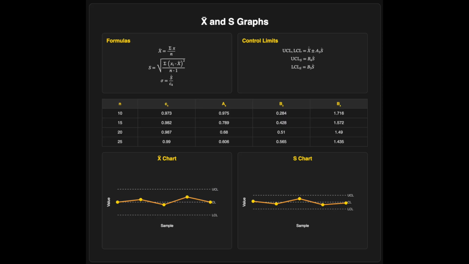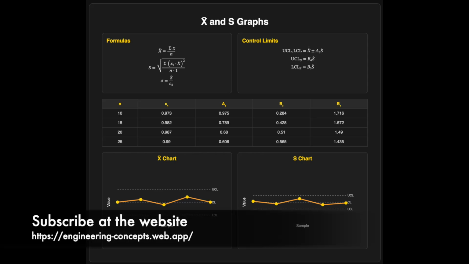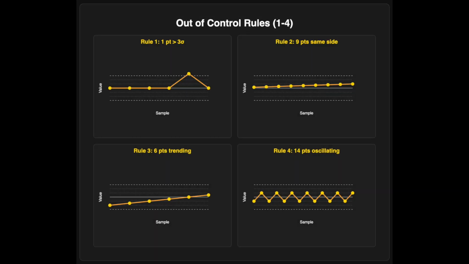The constants used here, like C-4, B3, and B4, are mathematically derived to unbias the sample standard deviation, ensuring our limits remain accurate as sample density increases. The graphs below reflect this by showing the standard deviation of each subgroup, rather than just the range. Beyond simple limits, we use out-of-control rules to identify non-random patterns.